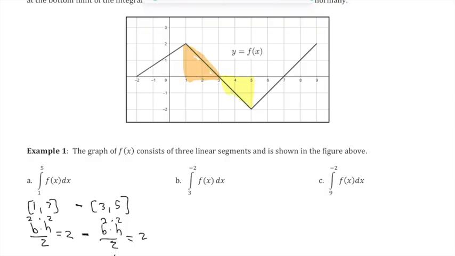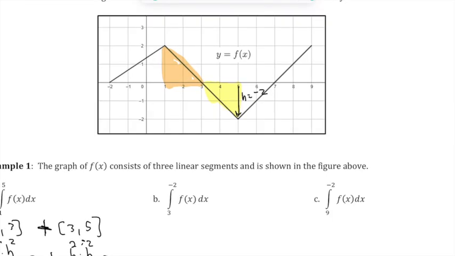And a second way you can look at this is that you can add, but my height here would be -2. So if I switch this to a plus, and then I just make this negative, I'm going to get that this is going to be 2 times -2, which is -4, divided by 2 is -2. So we have 2 plus -2, which is also 0.